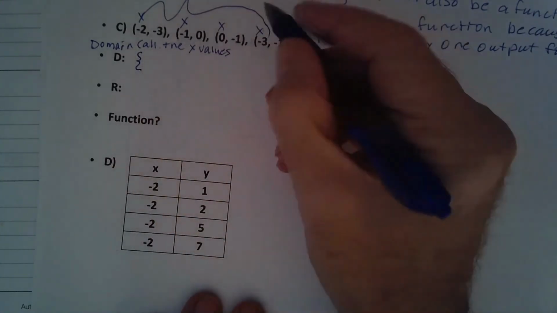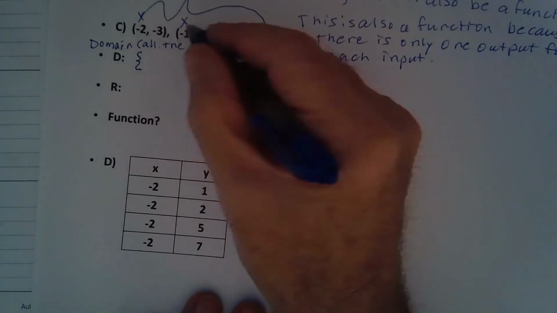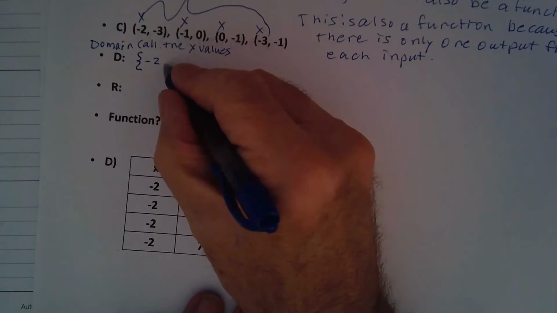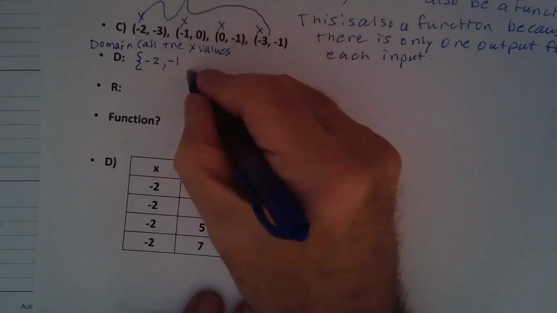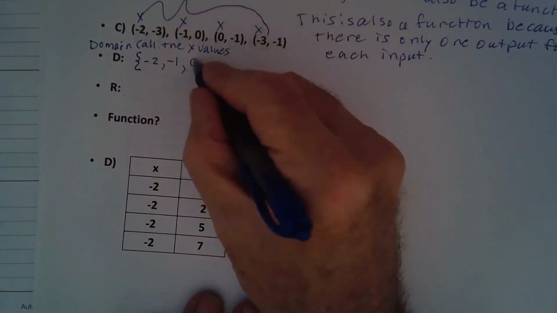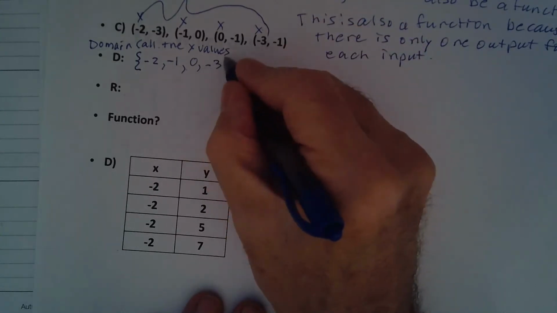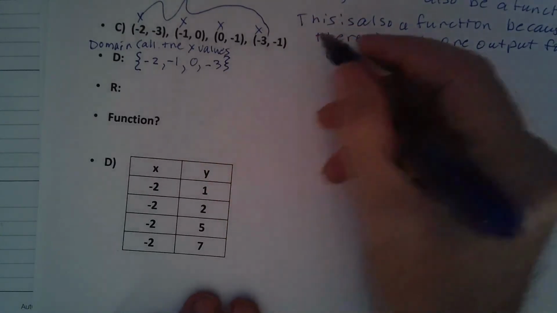So if you want to set up a set, you always do a curly bracket, parentheses, and you fill this in with -2. That's the first X. The second X is -1. So comma -1. The third one is 0. The fourth one is -3. And you close the curly bracket.